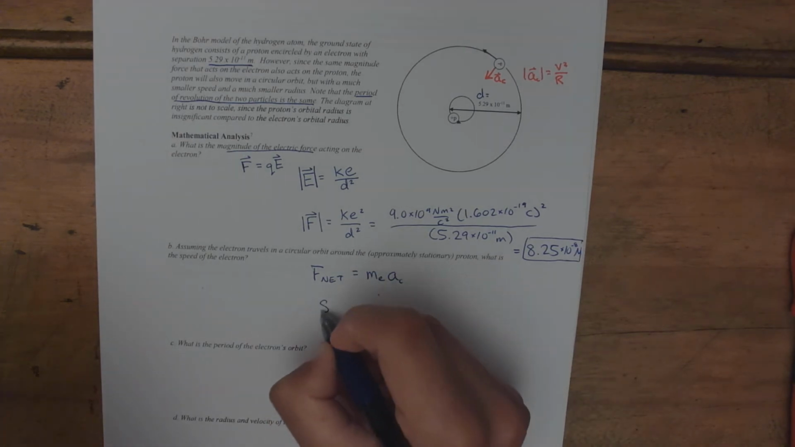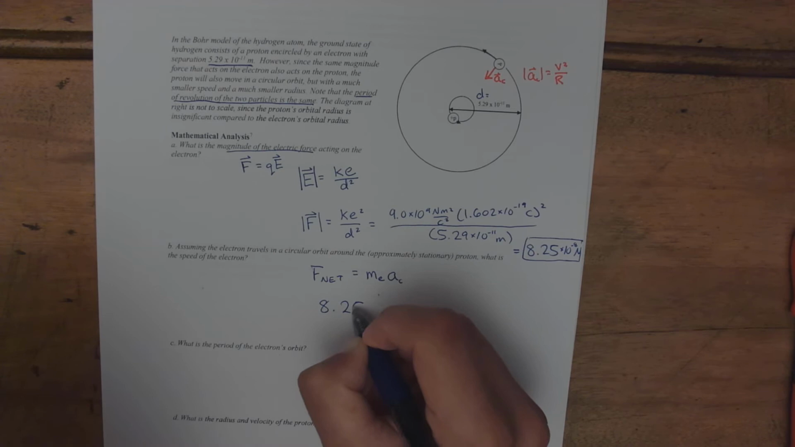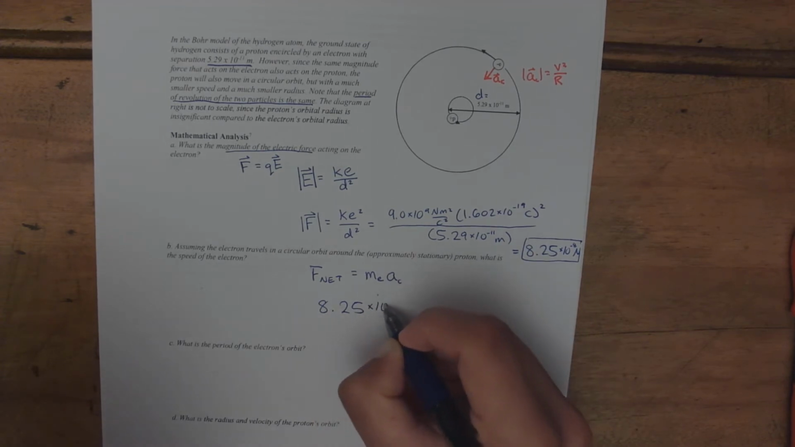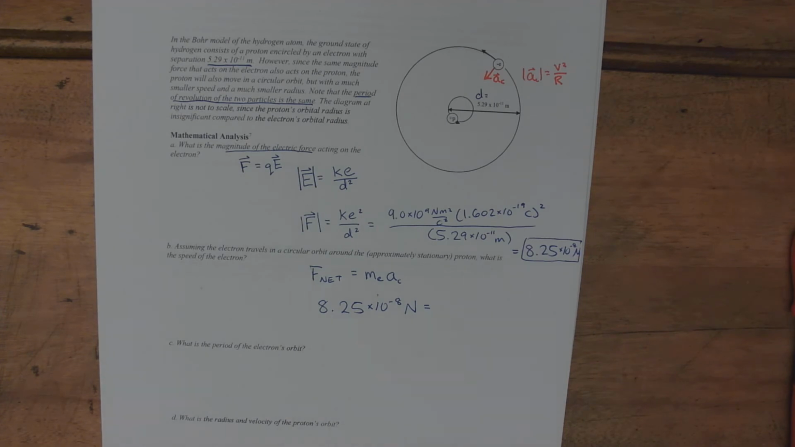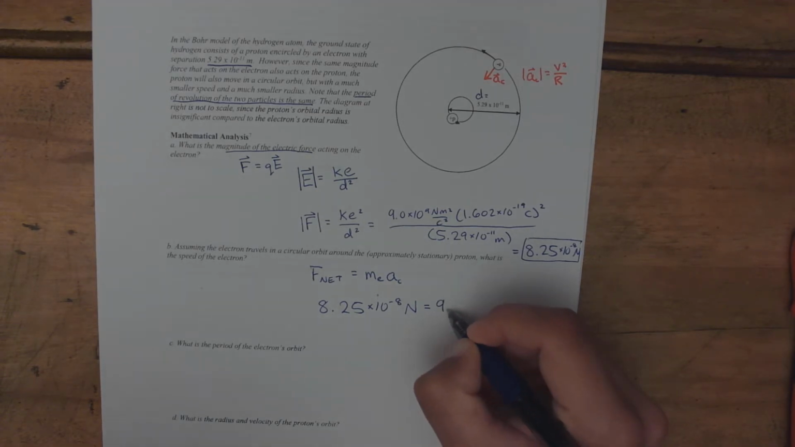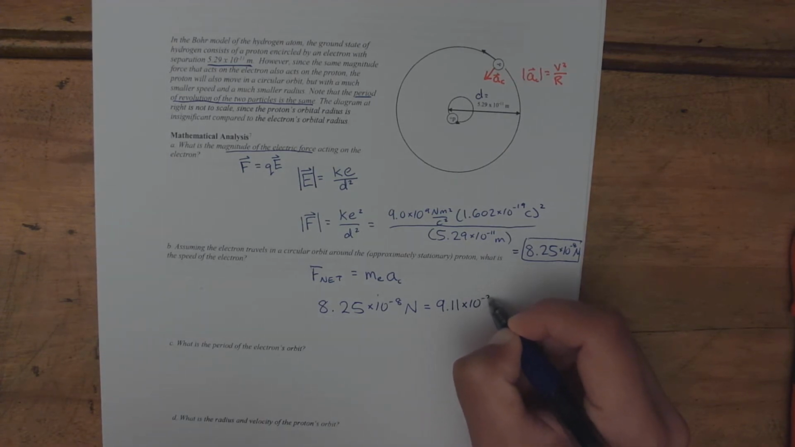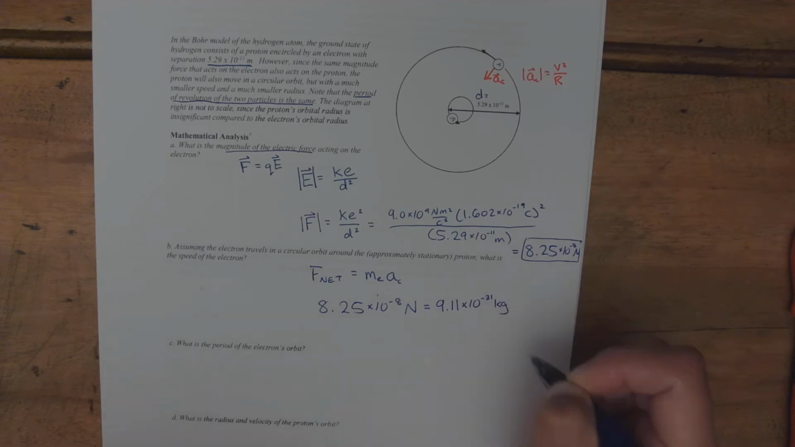Let's just put in 8.25 times 10 to the negative 8th newtons. The mass of the electron, if you don't know it, it should be on the back cover of the textbook, or the last page in your textbook. It's 9.11 times 10 to the negative 31 kilograms.